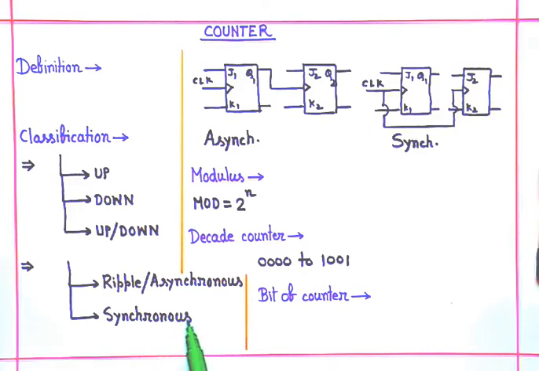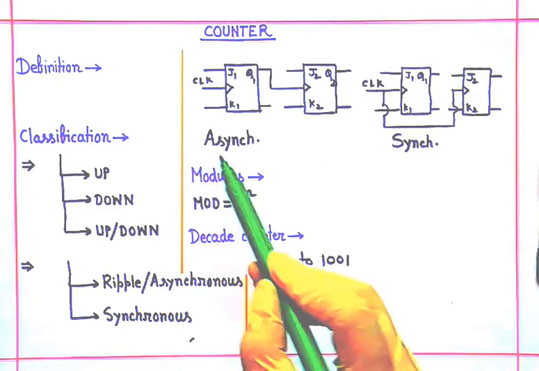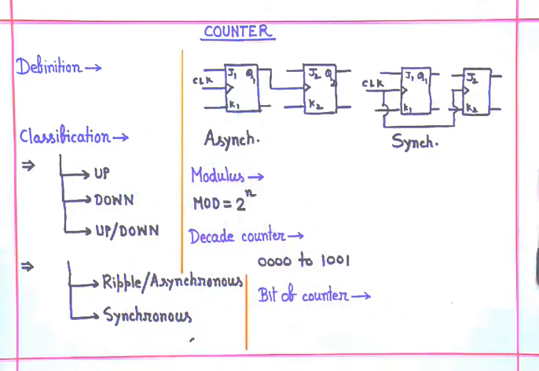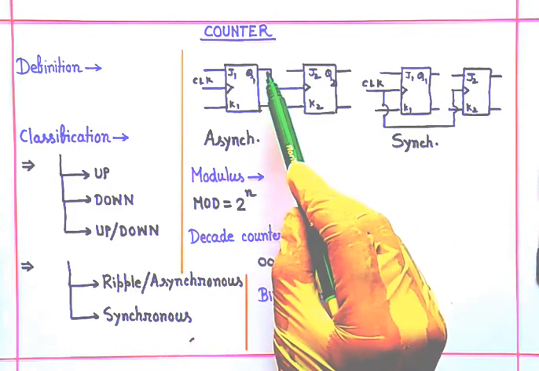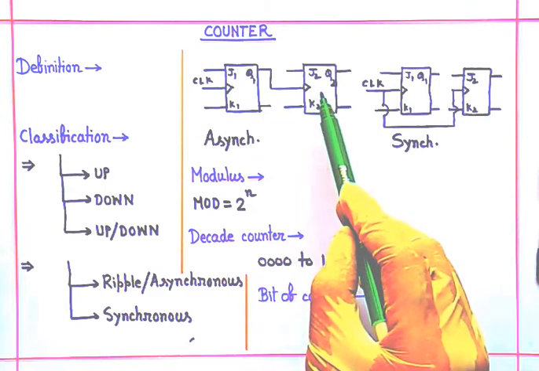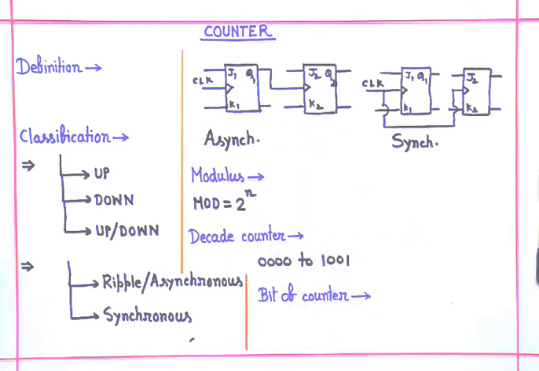Now depending on the clock signal, counter can be divided in two types. First one is ripple or asynchronous counter, and second one is synchronous counter. So what is ripple or asynchronous counter? In asynchronous counter, external clock is applied to the first flip-flop, and the output of the first flip-flop is used as the clock to the second flip-flop.